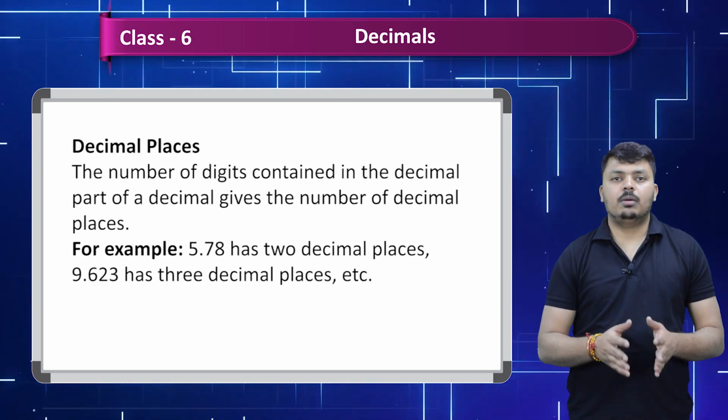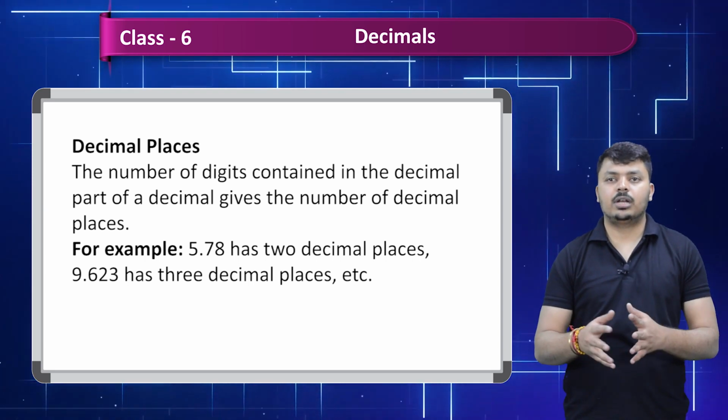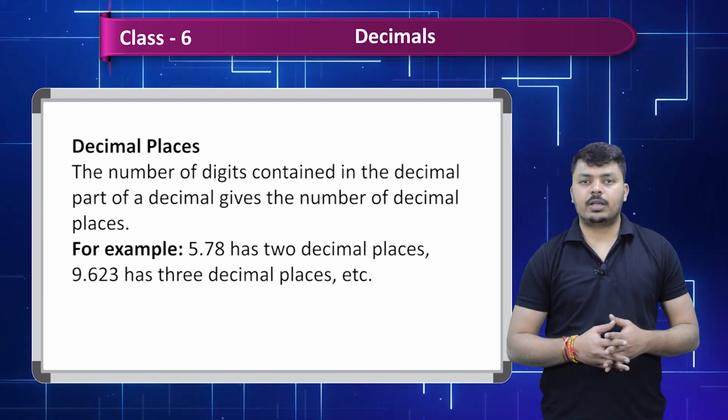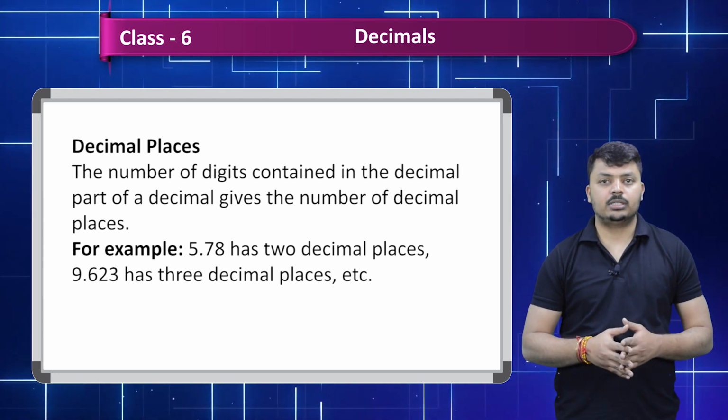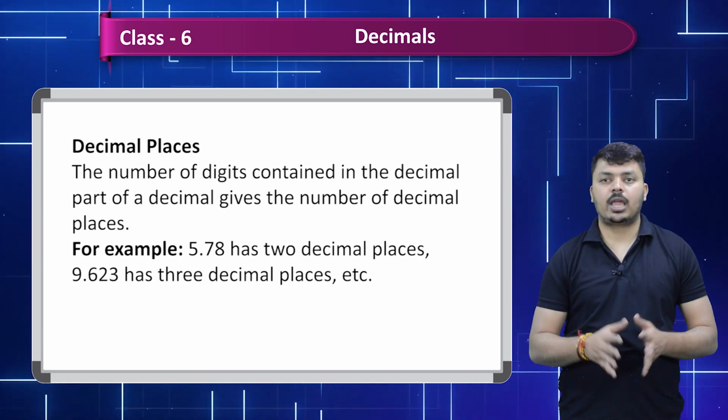Decimal places. The number of digits contained in the decimal part of a decimal gives the number of decimal places. For example, 5.78 has 2 decimal places, 9.623 has 3 decimal places, etc.